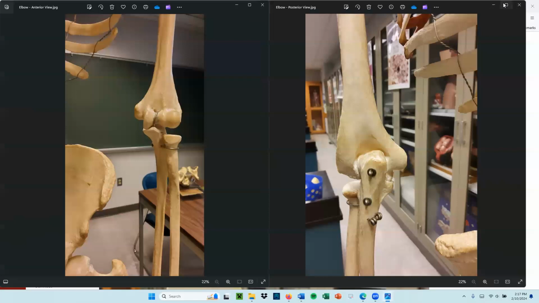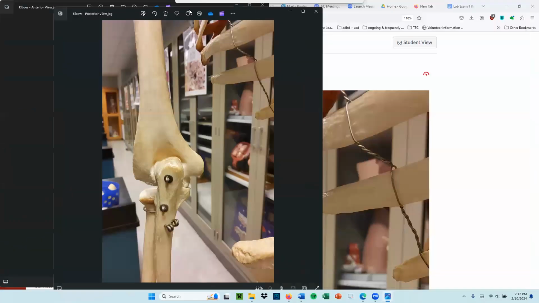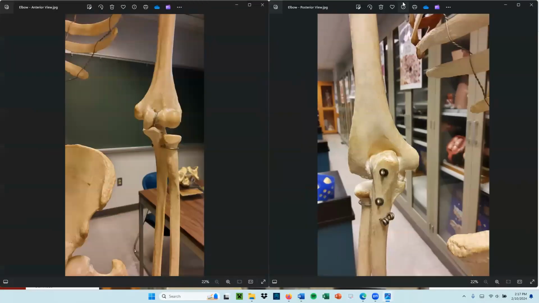So I'll try to put these side by side so we can compare them. Close enough. Okay. So if you have this kind of view of the elbow, where you've got that really large process coming off the ulna, that's going to be your olecranon process fitting into the olecranon fossa here. That's how you can tell you're in a posterior view.